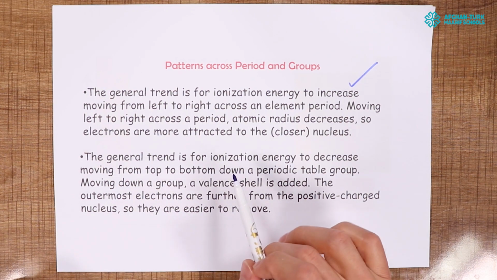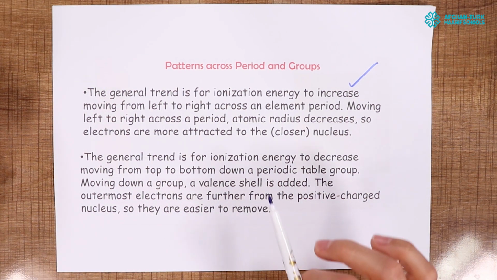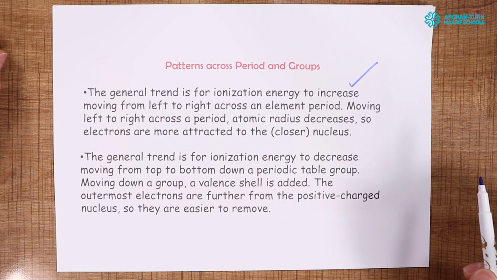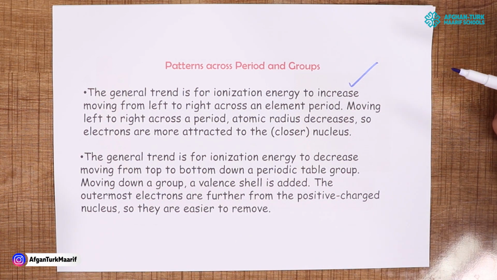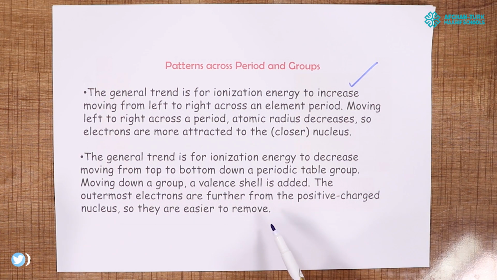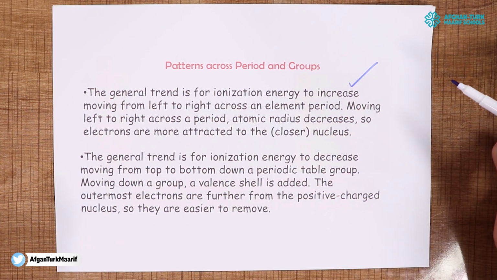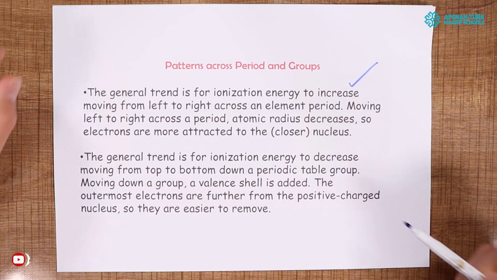And the general trend for ionization energy from top to bottom down a group in the periodic table: the further we go down in a group, a valence shell is added, which means that we will have more energy levels. The outermost electrons are further from the positively charged nucleus. They are far away from the positively charged nucleus.